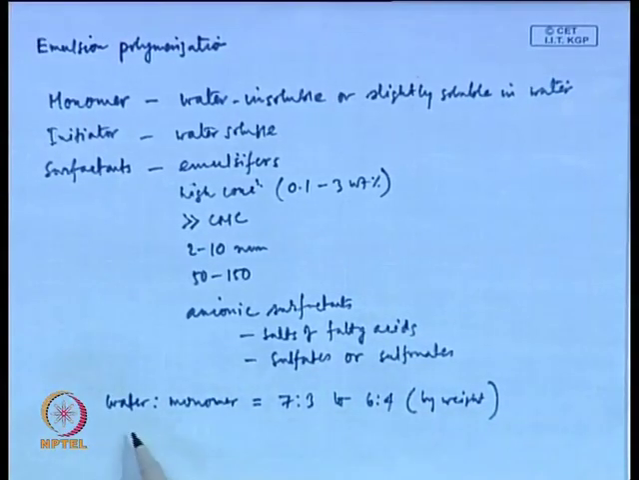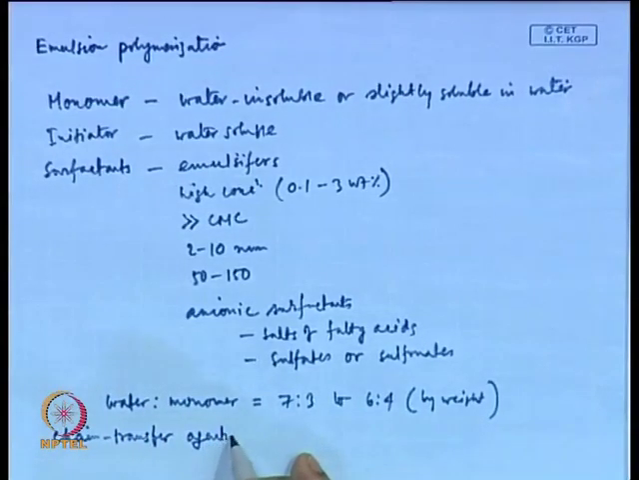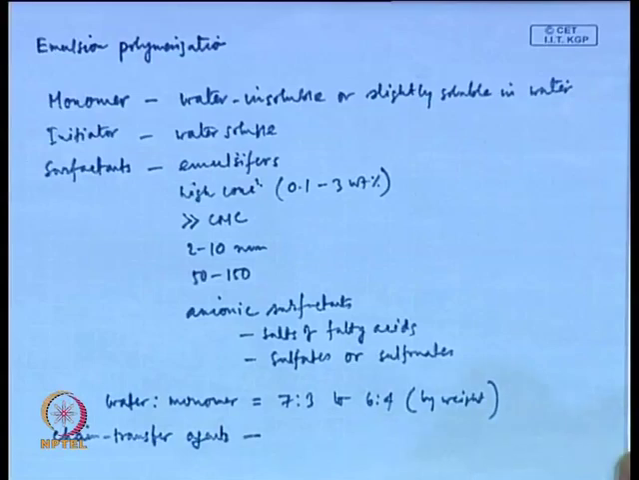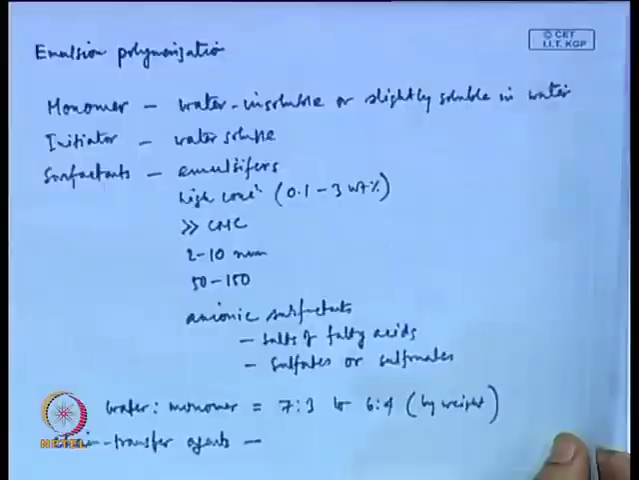And of course, if you require control of molecular weight, chain transfer agents can be added, as required by the scientist. So, you know what ingredients are there in an emulsion polymerization system.